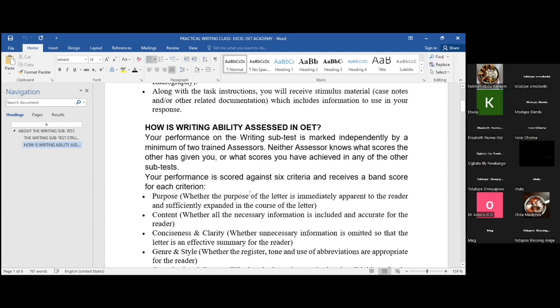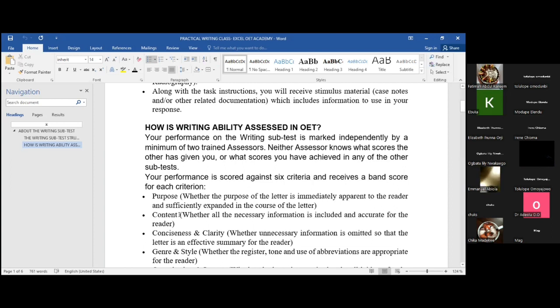Is it a referral letter? Is it a discharge letter? Is it a transfer letter? If they say write a transfer letter, your writing must indicate that it's a transfer letter. So when you're expanding the case note, you're expanding into the idea at the back of your head that this is a referral letter, or this is a discharge letter, or this is a transfer letter. So that's for the purpose.